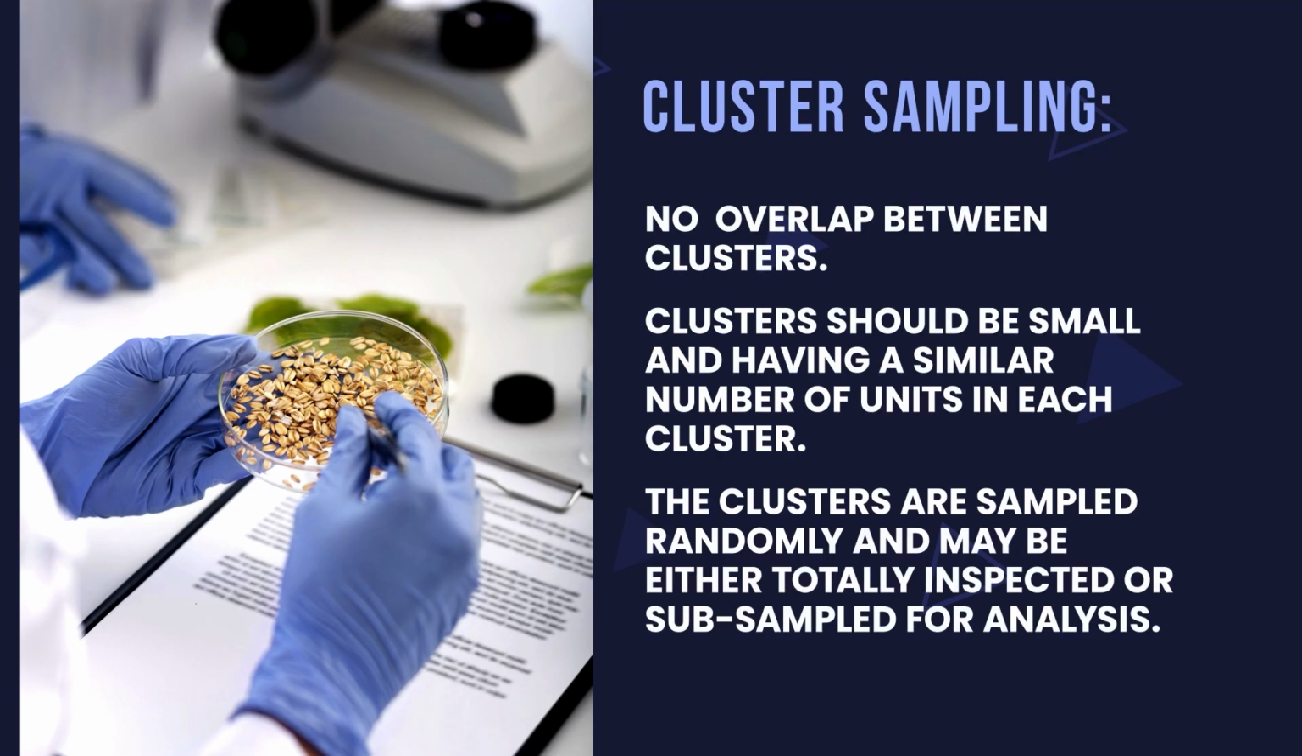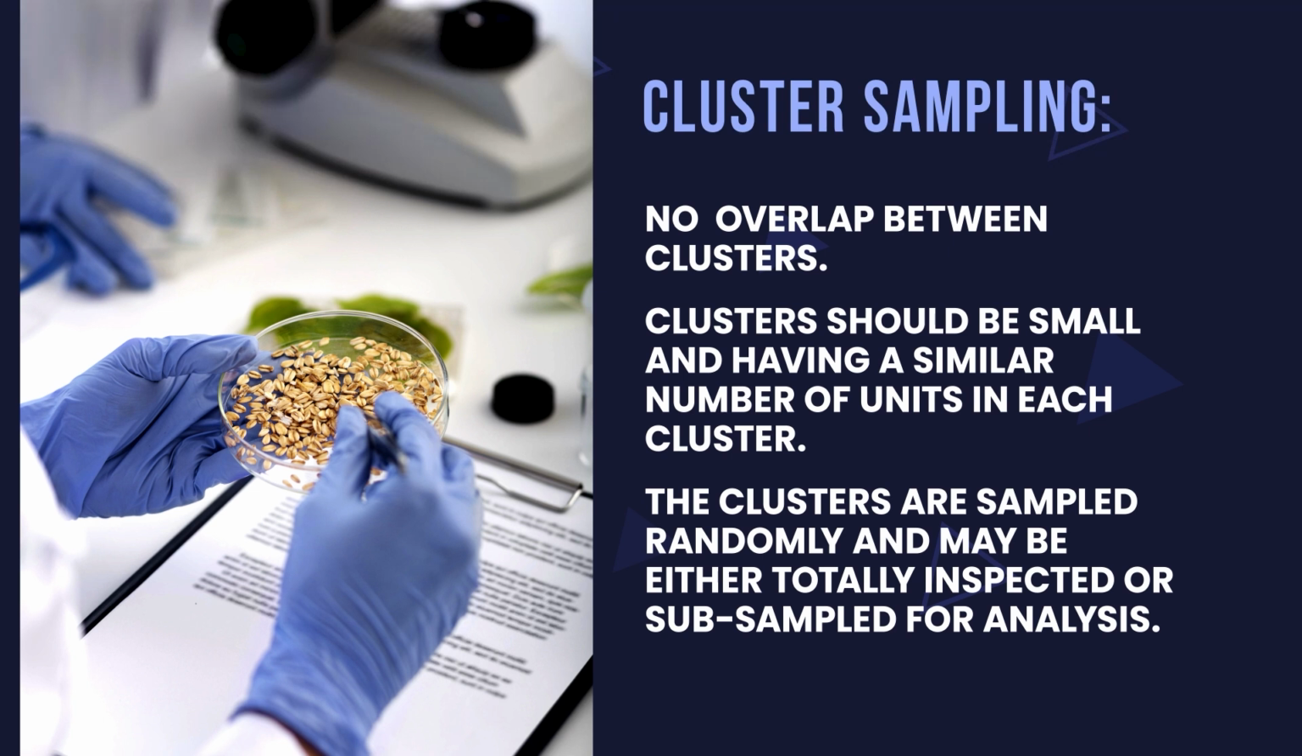So basically what we are doing is taking a population, dividing it into clusters, but we should draw the sample in such a manner that the sample drawn from each cluster represents the entire population which was divided into clusters. No overlap between clusters. Clusters should be small and have a similar number of units in each cluster because there must be homogeneity as much as possible. Clusters are sampled randomly and may be either totally inspected or subsampled for analysis.